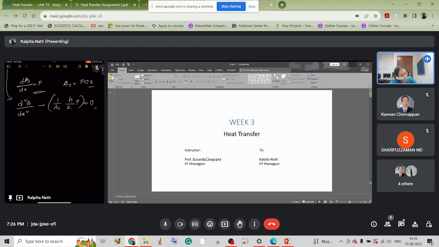And this we can write as m squared. So d squared theta upon dx squared minus m squared theta is equal to 0.